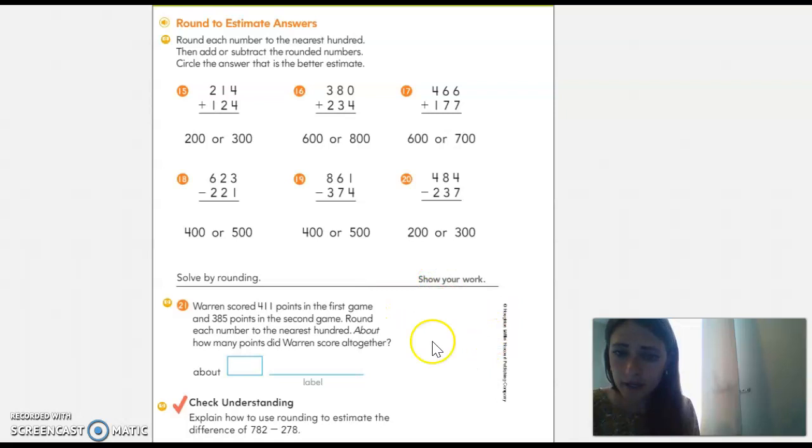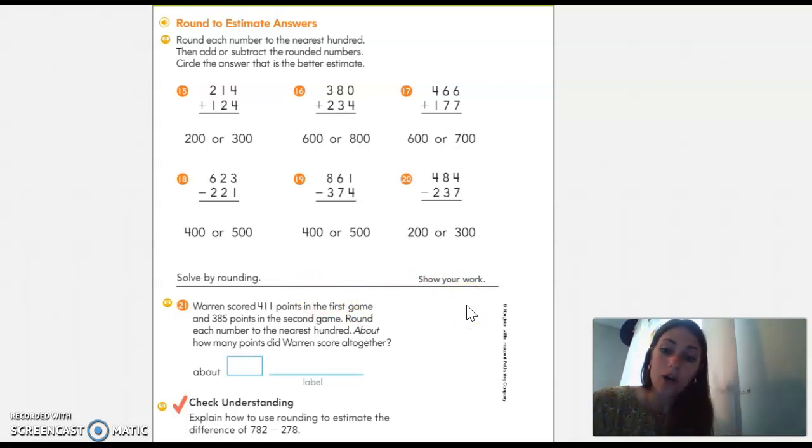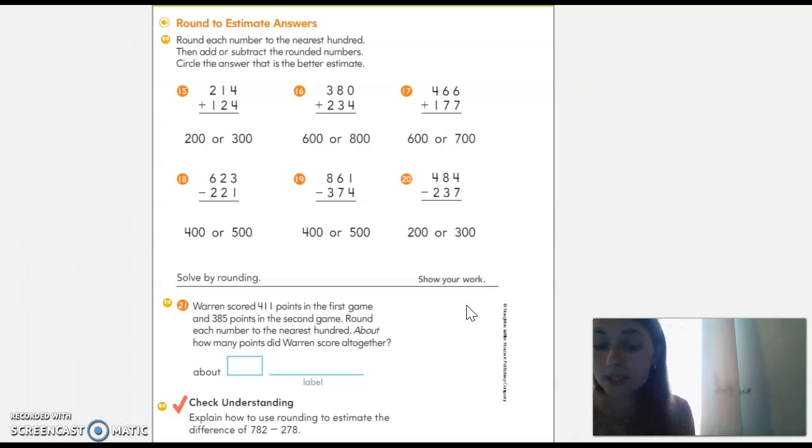Okay, set them up here, round the numbers, and then go back to the word problem and read the last part. About how many points did Warren score all together? Okay, all together usually means in all. About how many points did Warren score altogether? It doesn't say how many points, it says about. That means you're estimating.